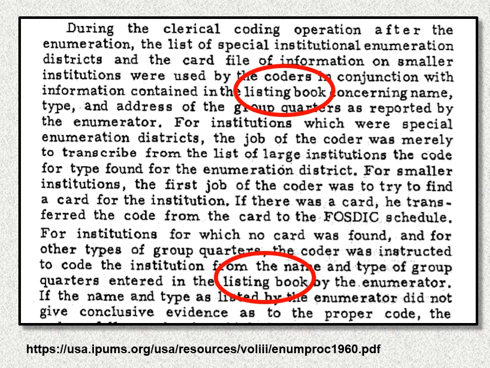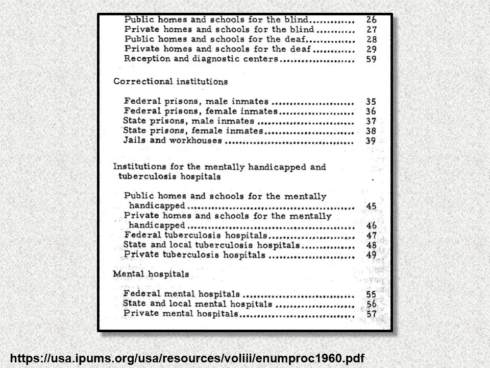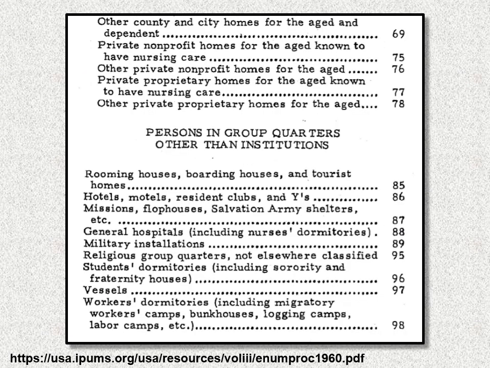So you have a person you're looking up that's in one of these institutions or group quarters. And here are some examples of the numbers that were assigned. These are codes. You can see them here. And some more. And we then have a category here of persons in group quarters other than institutions, such as student dormitories or military installations or missions, etc.